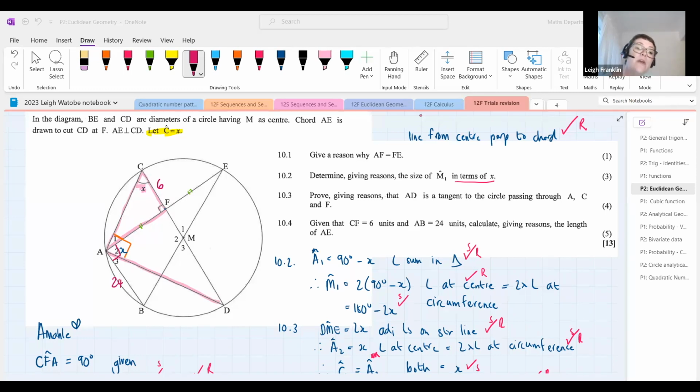What I do think they will probably want us to do with this question is, in order to calculate the length of AE, it is made up of AF and FE, which are equal to each other. So I'm thinking they probably want us to calculate the length of AF and then double it. So is there a way from the information that we've been given that we can work out what AF is?